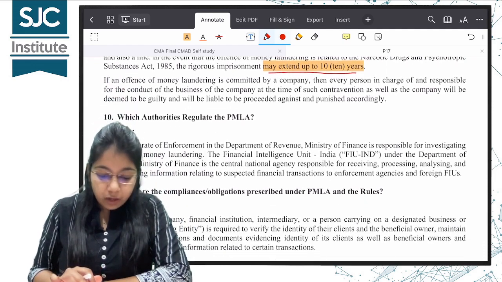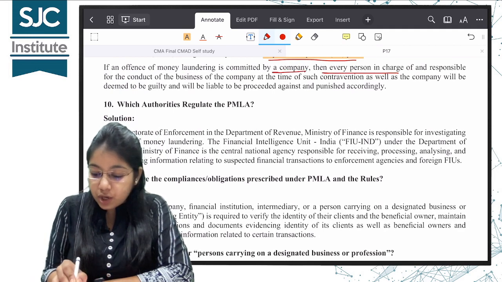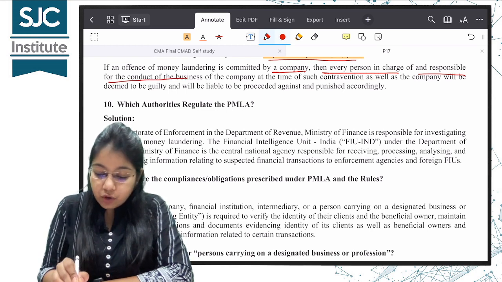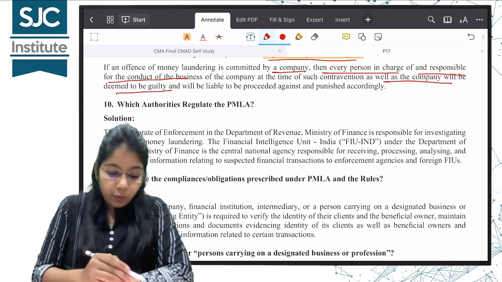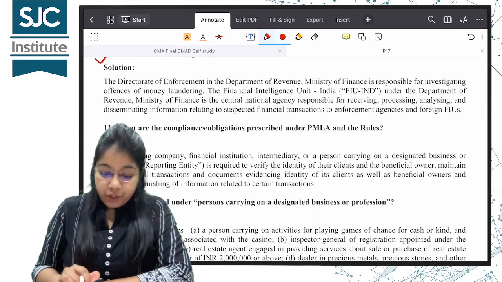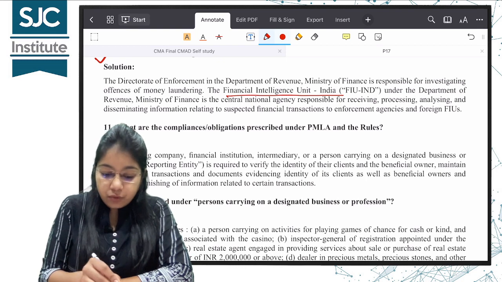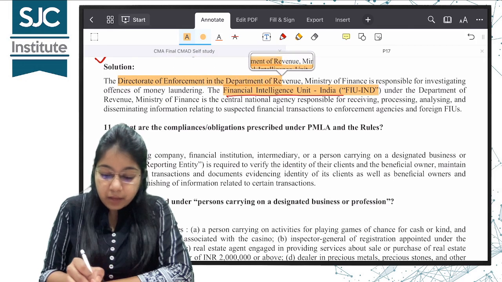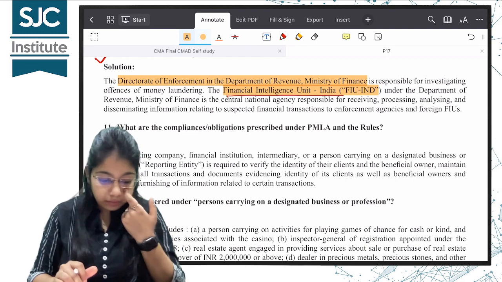If an offence of money laundering has been committed by a company, then every person in charge of and responsible for the conduct of the business at the time of such contravention as well as the company will be deemed to be guilty. Which authorities regulate the PMLA? Majorly the FIU India, the Financial Intelligence Unit India. The Director of Enforcement in the Department of Revenue, that is Ministry of Finance, is responsible. Clear?